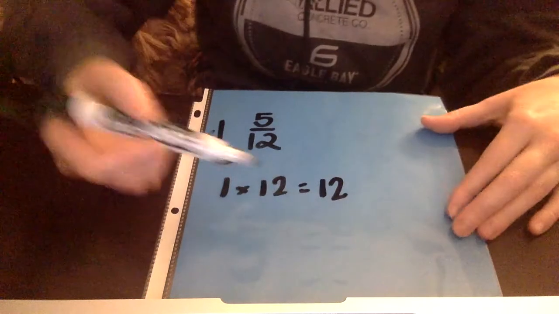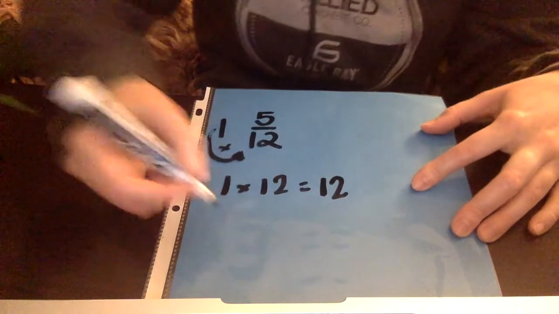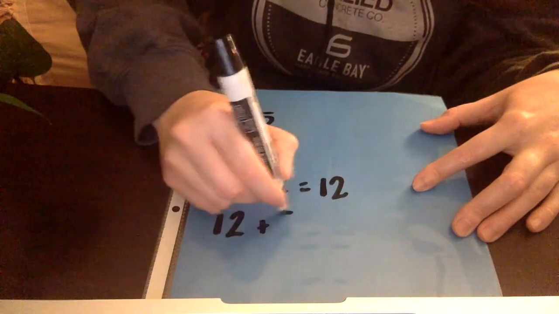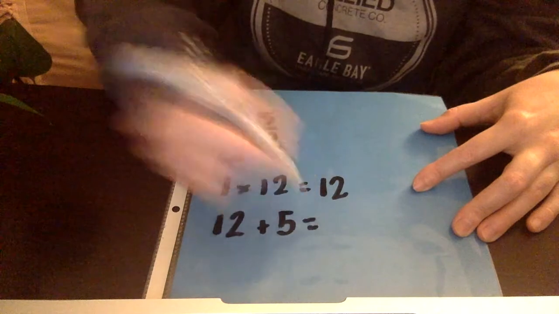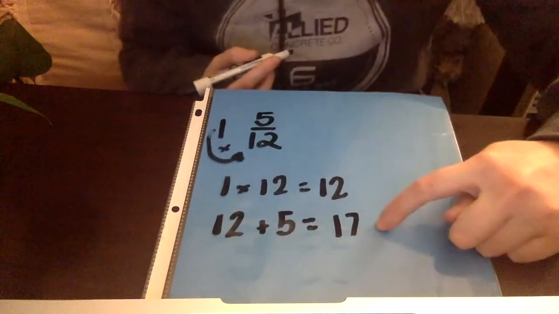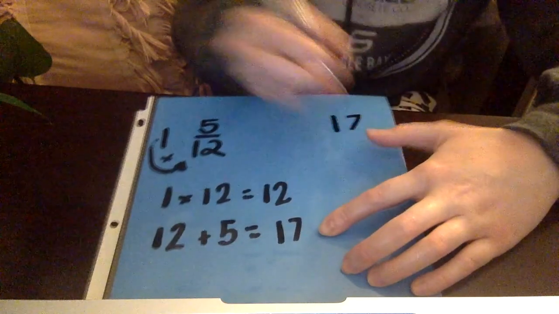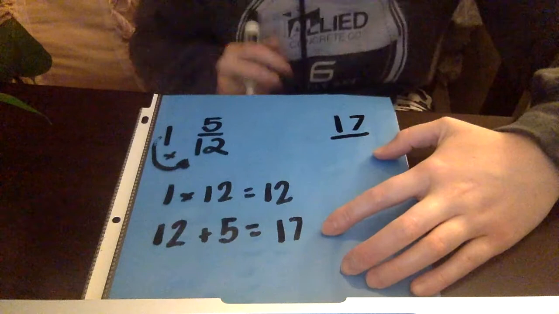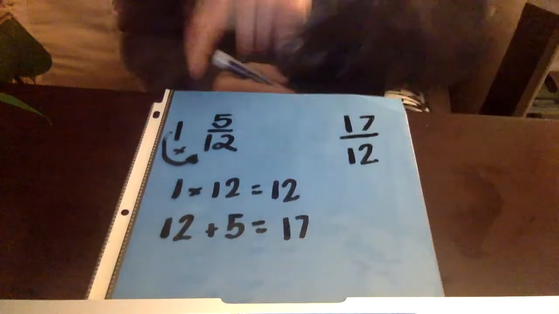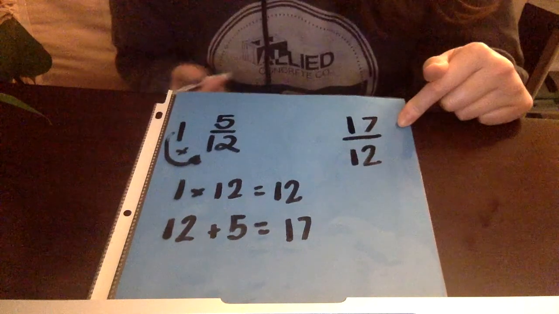Our second step is to take the product of our first equation and add it to our numerator. Our numerator is 5, so that's going to give us the new equation of 12 plus 5. 12 plus 5 is going to give me 17. So what I've done is created my new numerator. My new numerator is 17, and I'm going to keep the exact same denominator that I had before. That's going to give me 12. So 1 and 5/12 represented as an improper fraction is 17/12.